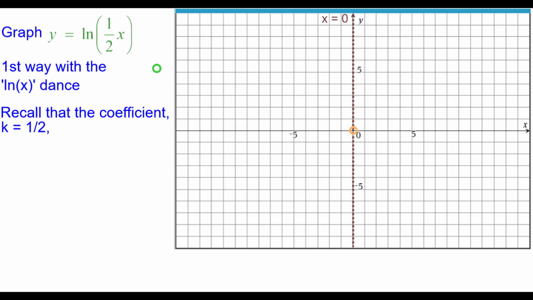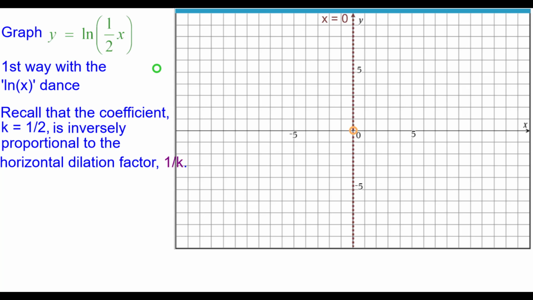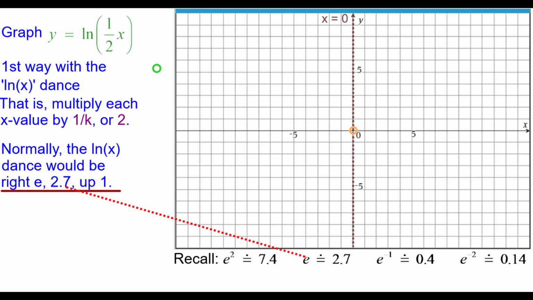Also recall that the coefficient k equals 1/2 is inversely proportional to the horizontal dilation factor, the reciprocal of k. That is, multiply each x value by the reciprocal of k, which is 2. We do need to know these powers of 2. Okay, we're going to need those for both the e to the x and natural log of x graphs.